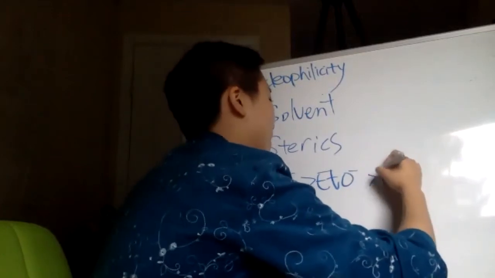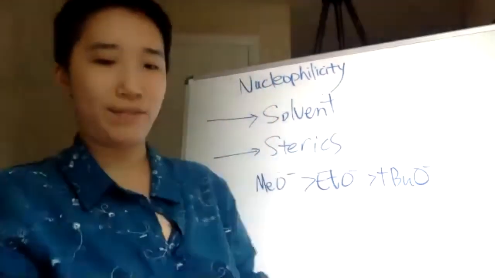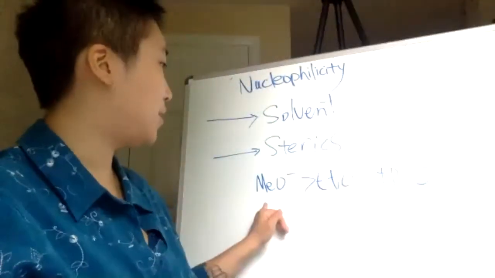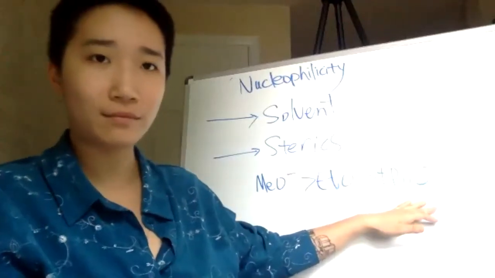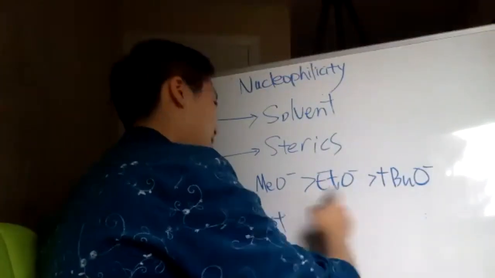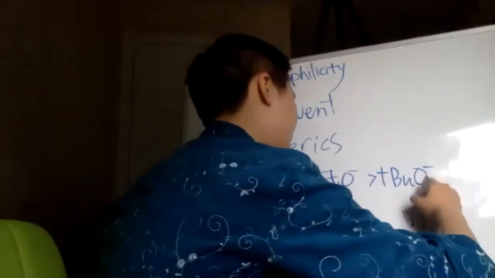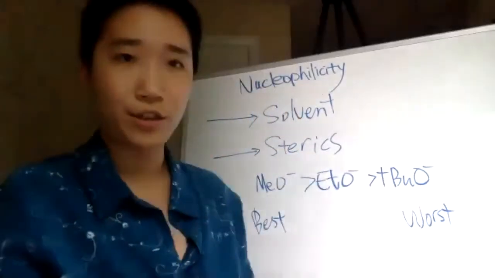Therefore, I'm going to give you a bunch of examples. If we start with methoxy and move on to t-butoxide, methoxy is the best nucleophile, whereas t-butoxide is the worst due to its size.